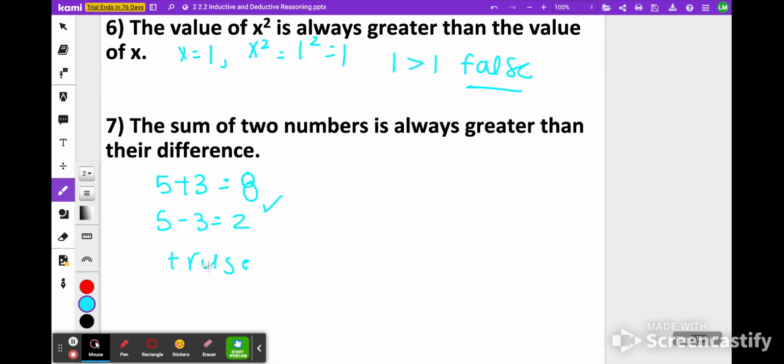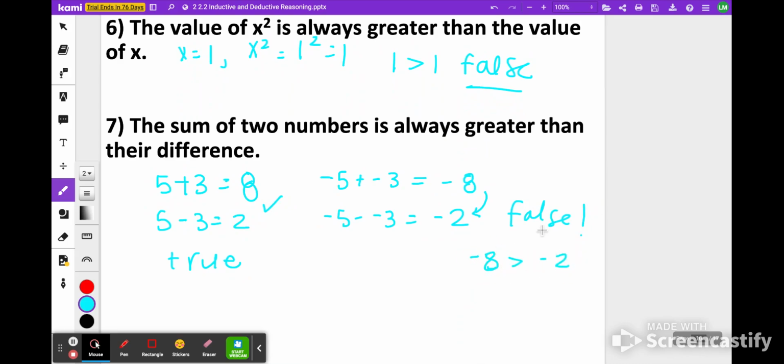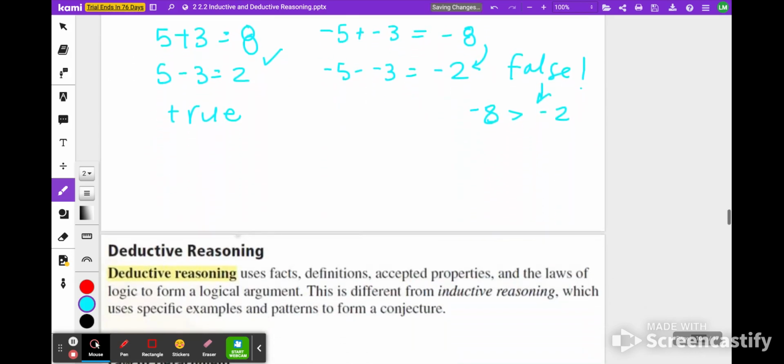So maybe I try to put them in negative format. Negative, because when you compare negatives, it's always opposite day, right? Let's try -5 plus -3. That's -8. And then the difference of -5 and -3 is equal to -2. Here is where we can maybe discuss the sum is not greater than their difference. So here's where we can make it say false, because -8 is not larger than -2. That is false. Okay.